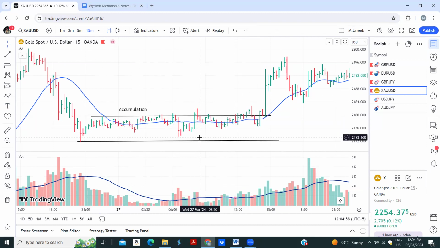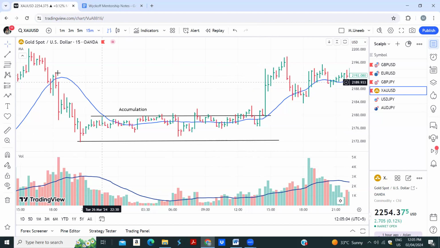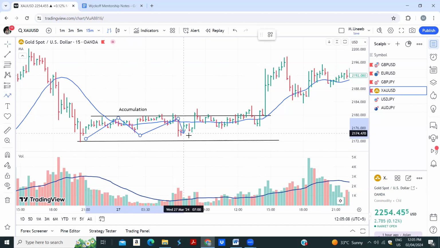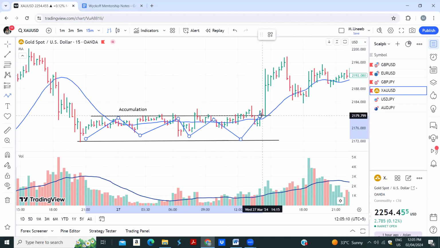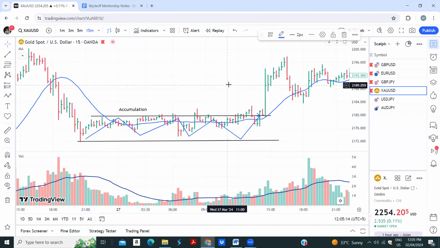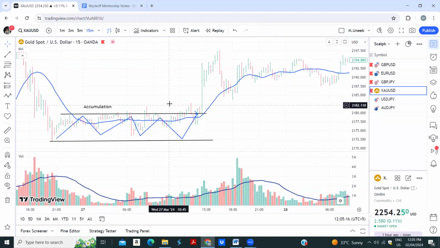This process is hidden from the retail investors or retail traders or general market participants. In this phase, the market moves in a range. You can see that the market is moving in a range. I can draw a pathway tool to identify it. You can see that the market is moving in a range. This is accumulation.